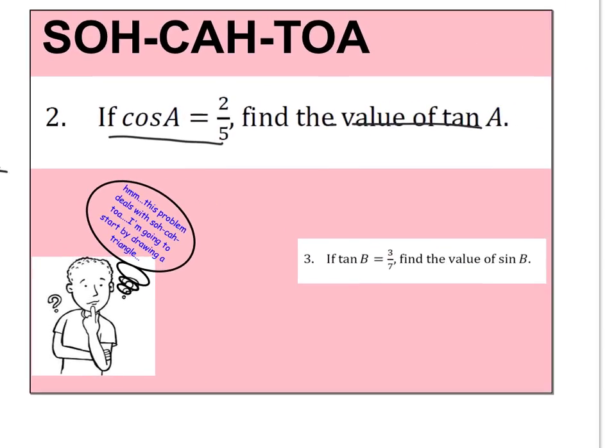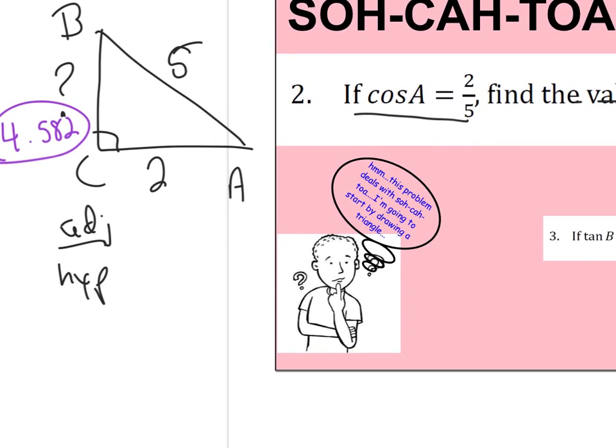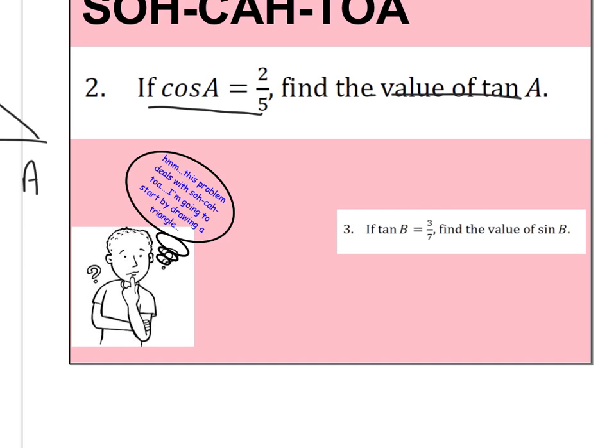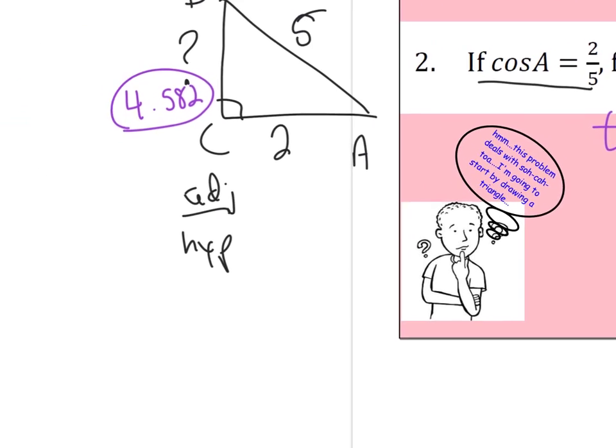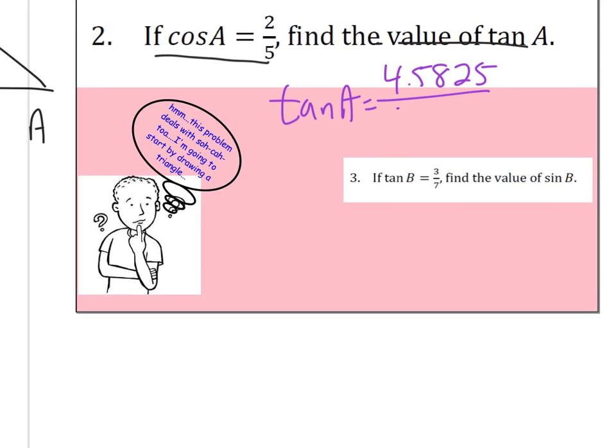When it asks for the tangent of A, tangent of A would be equal to opposite over adjacent, so that'd be 4.5825, if I really want to go out a couple decimal points, over 2. All I did was draw a triangle and use it to figure out what I'm dealing with. Now tangent of B, same idea here. I'm going to draw a triangle.